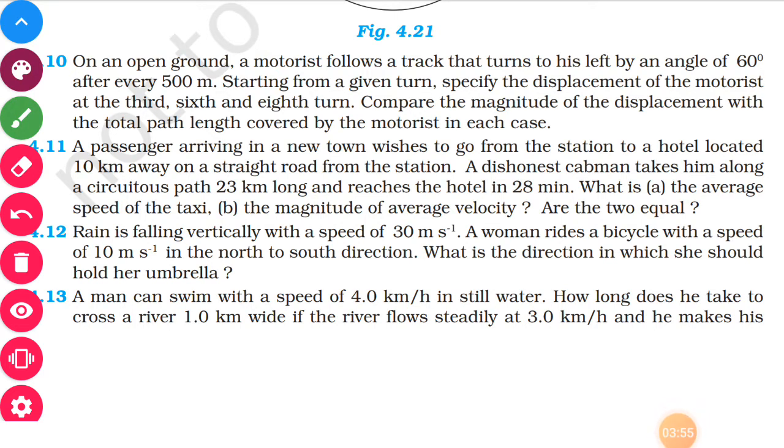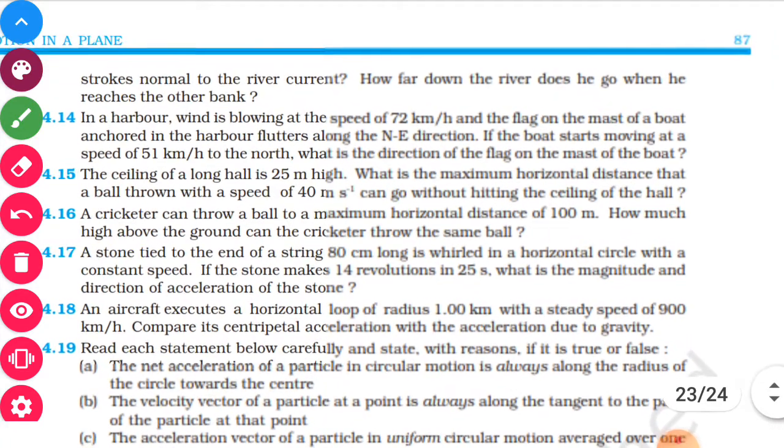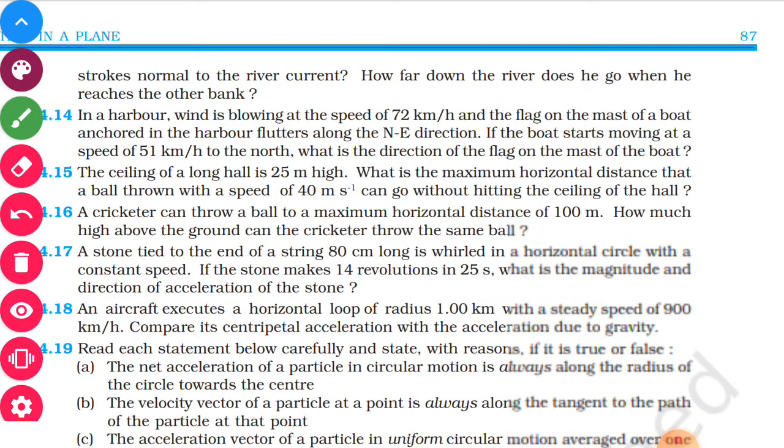Now numerical number 4.13. A man can swim with the speed of 4 km per hour in still water. How long does he take to cross the river 1 km wide if the river flows steadily at 3 km per hour and he makes his strokes normal to the river current? How far down the river does he go when he reaches the other bank?